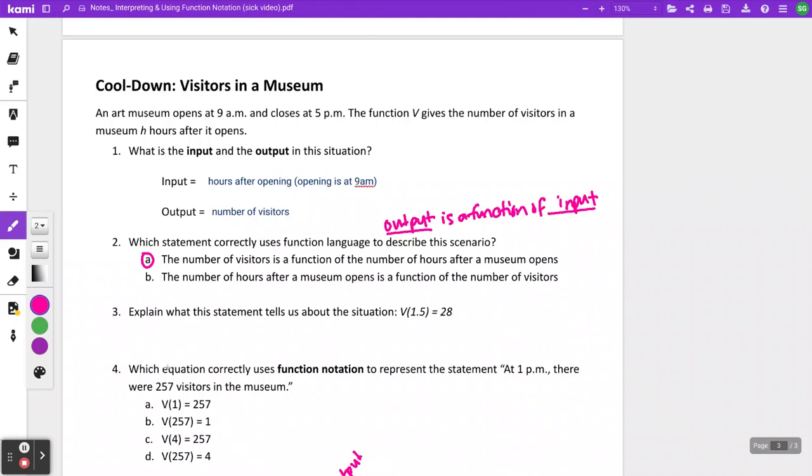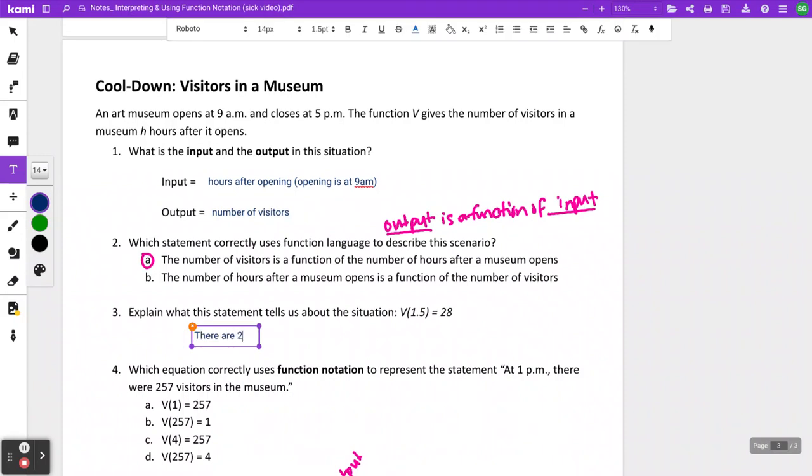When it comes to number 3 and explaining what this right here means, it's similar to that question we had done with the smartphones and the millions and billions. We really have to think about what the input and the output represent. The output is a little more straightforward. That 28 is our output, and it's telling me there are 28 visitors. Let me switch over to text. So I could say there are 28 visitors.